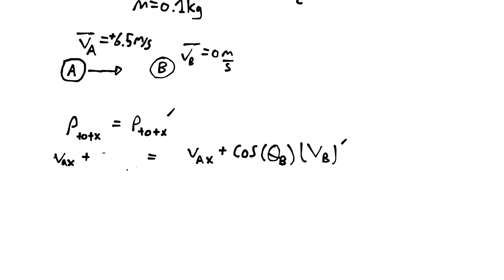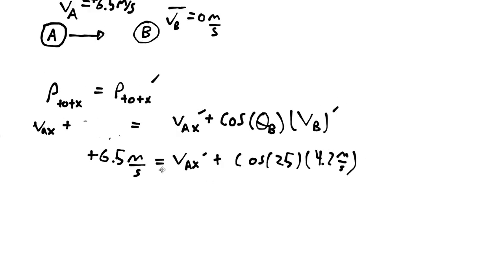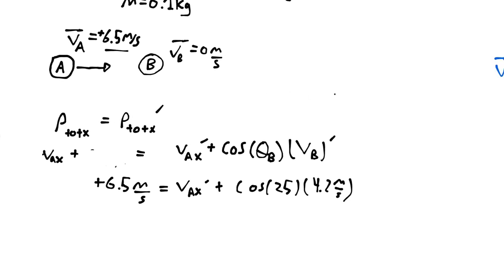So we'll fill in for what we know here. This is also prime. And then we'll fill in our numbers to see what this looks like. Okay, this is what we're left with. If you're confused about anything, the 6.5 meters a second comes from up here.